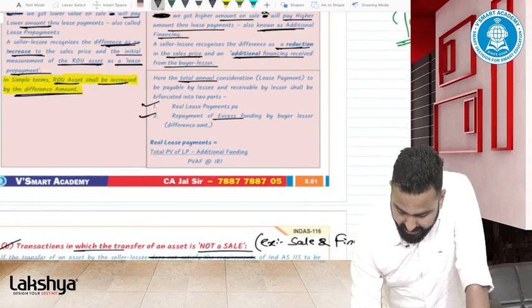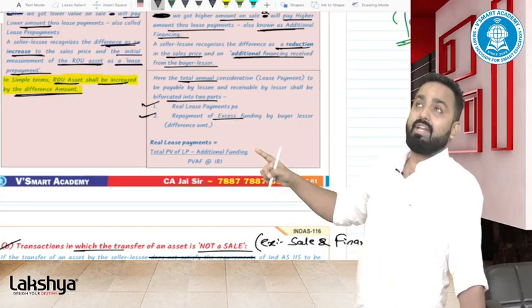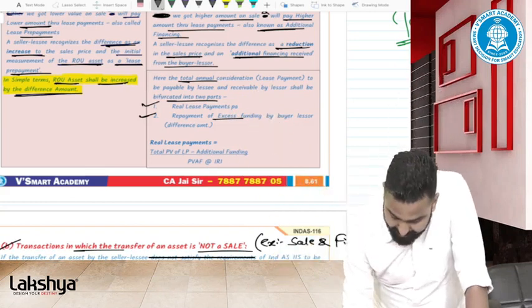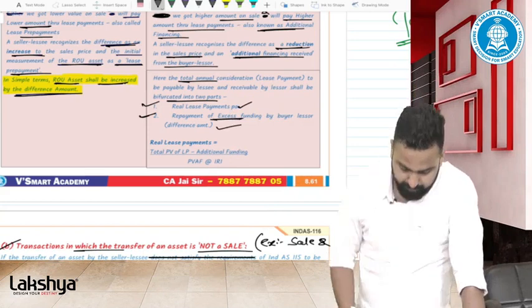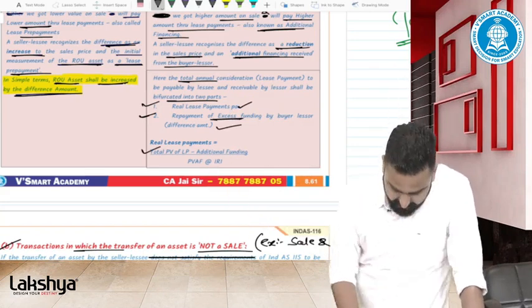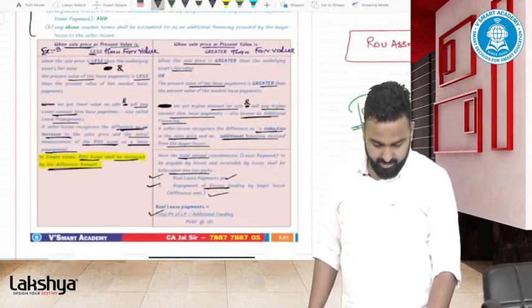Here the total amount of annual consideration, lease payment payable by the lessee and receivable, shall be bifurcated into two parts. If you can remember working note number 5: real lease payment per annum and repayment of excess funding to the buyer. Real lease payment is total present value of lease payment minus additional financing divided by present value factor. So that was it.